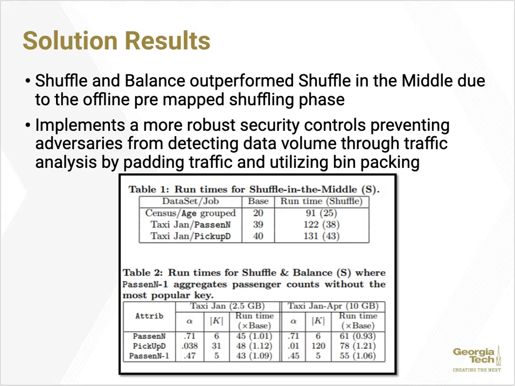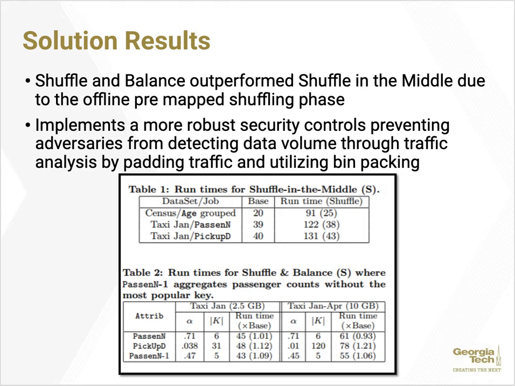If you look at table 2 and look at that last row, pass in -1, this is the aggregate function that was run using the shuffle and balance method. If you look at row 1 in table 1, census age grouped, that is the aggregate function that was run using the shuffle in the middle phase. And if you look over at the runtime in the far right-hand column for both, you'll notice that the runtime was significantly less for the shuffle and balance implementation, displaying that this is more optimal when you are running your MapReduce jobs in a cloud setting.